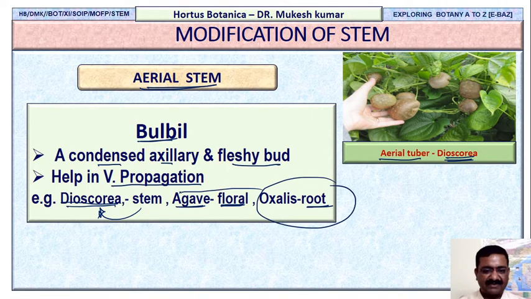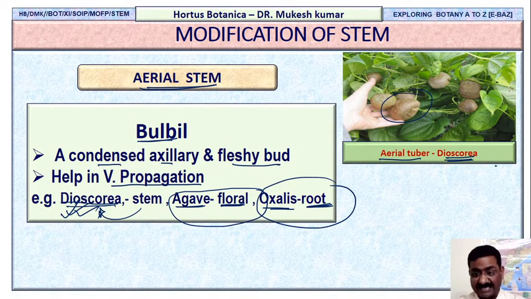It's also an exceptional case. The common case is, yes, Dioscorea, but Agave has a floral bulbil, and this root one, Oxalis, is again an exceptional bulbil. The common bulbil, that is the stem bulbil, is the very common Dioscorea bulbifera, right? See, a very good example of a bulbil. Now in Dioscorea, a rare example, and by the diagram you can easily recognize this thing.